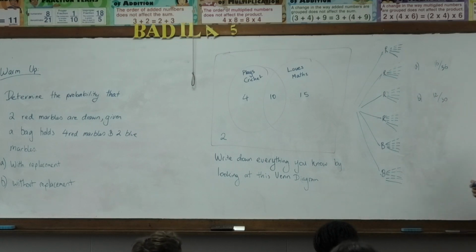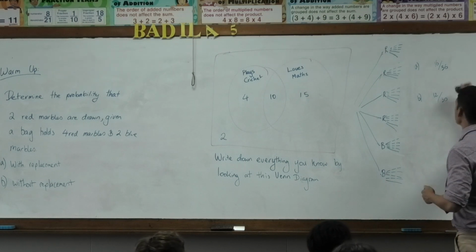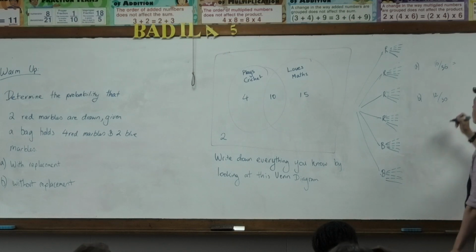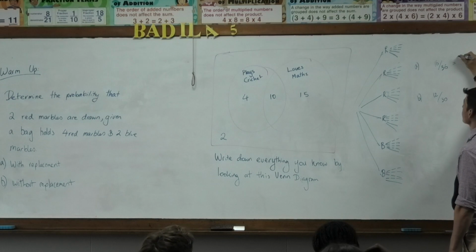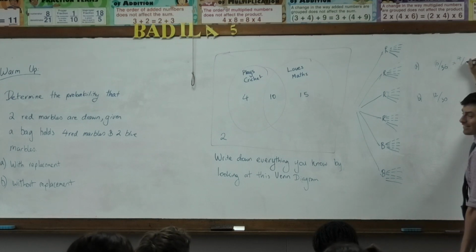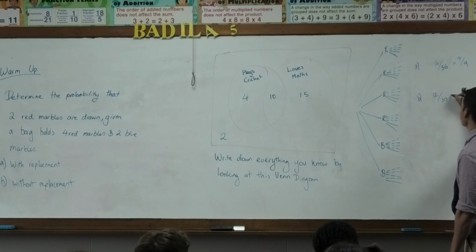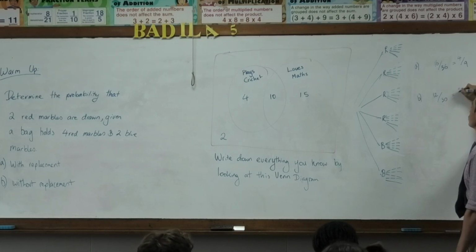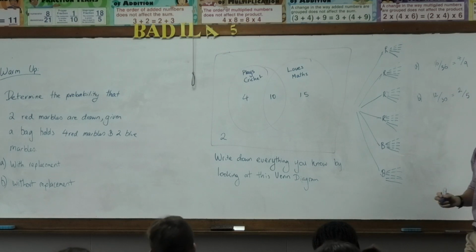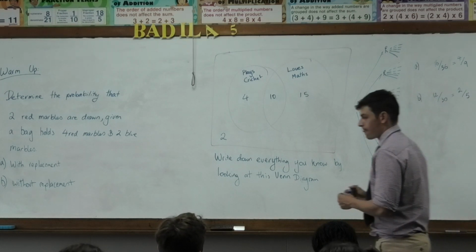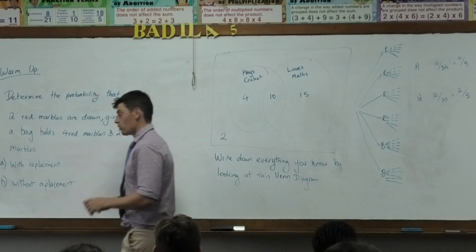Now are these fractions done? Are both these fractions done? What should I do with them? Simplify them. So what does that become? 4 over 9. And this one becomes? 2 over 5. So which one of these is more likely? With or without replacement? With replacement.